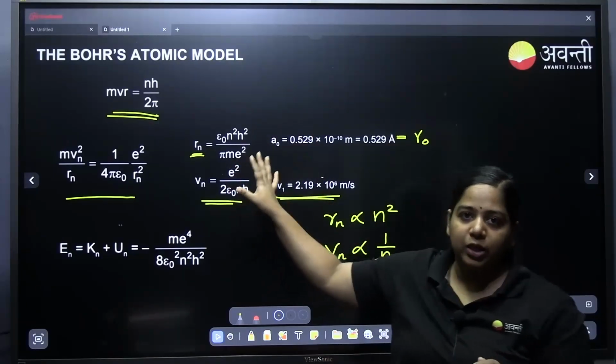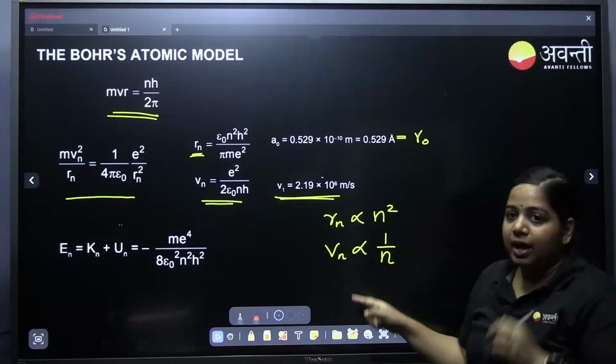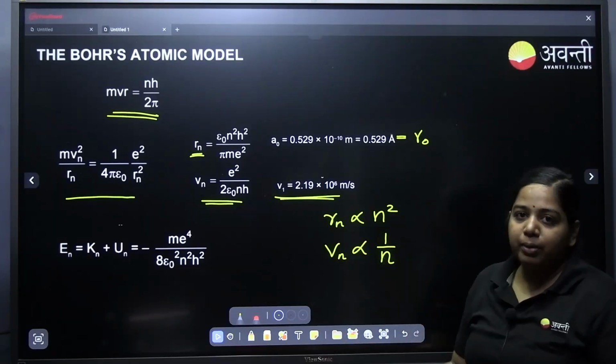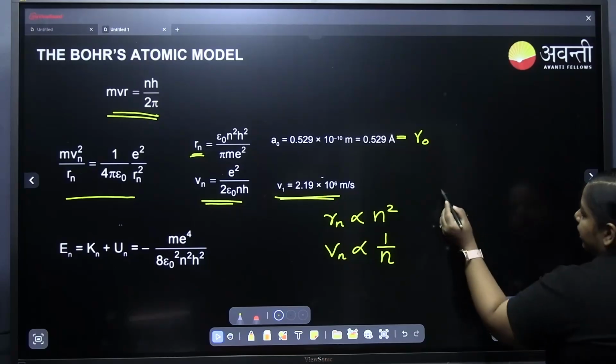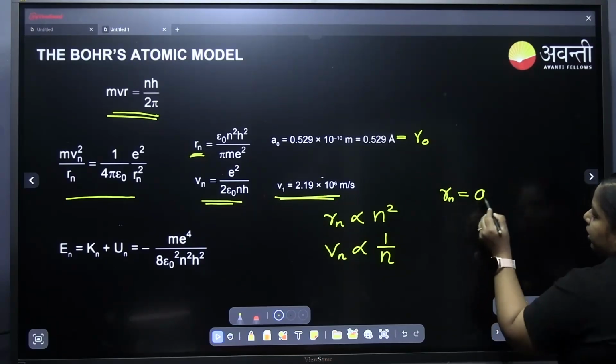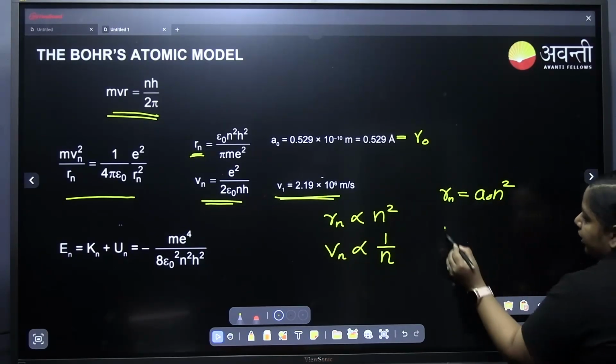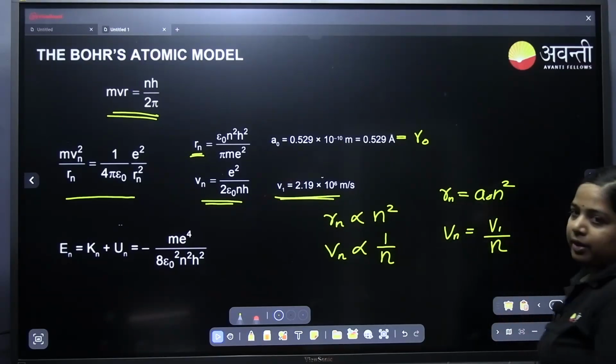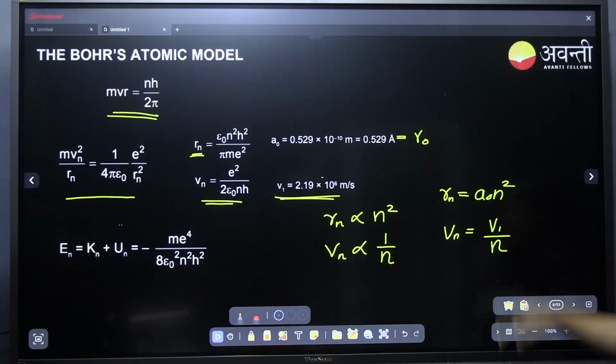Even if you don't know by heart the whole equation, this you should know. Rn is proportional to n square, Vn is proportional to 1 by n. Or simply, if you want to write, you can write Rn equal to A naught n square, Vn equal to V1 by n. Okay, so these are the formulas.